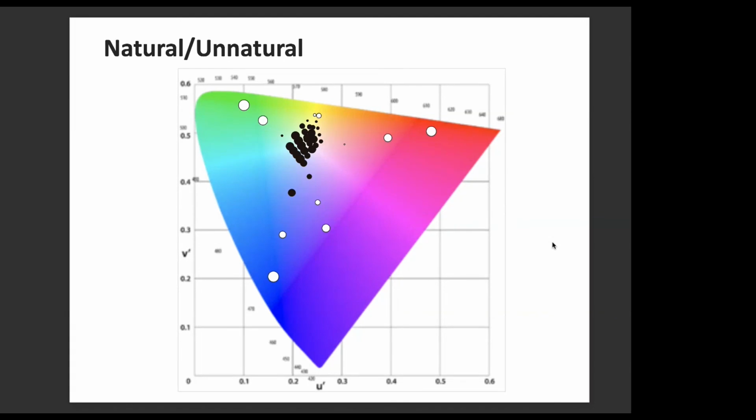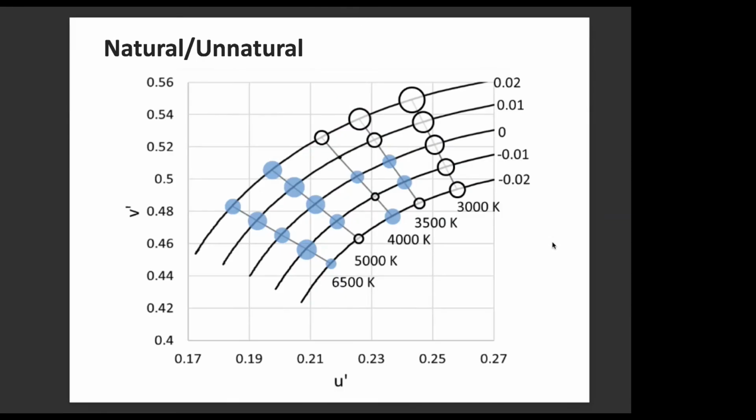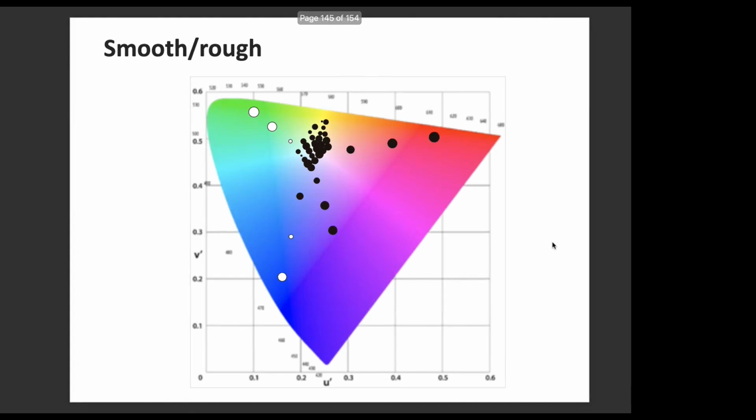Here are the results for natural against unnatural. Next slide, please. Again, we found that the observer found that high CCT with negative DUV values to be more natural. Next slide, please. Here are the results for smooth versus rough. Next slide, please.